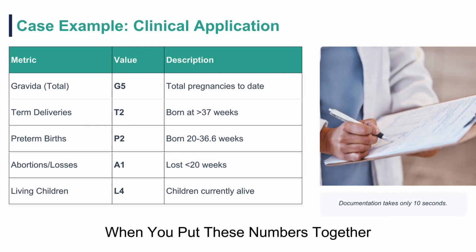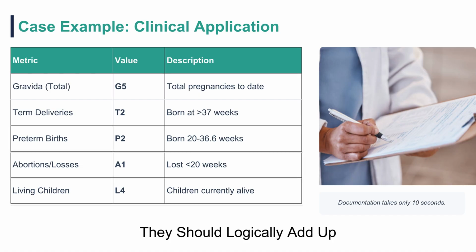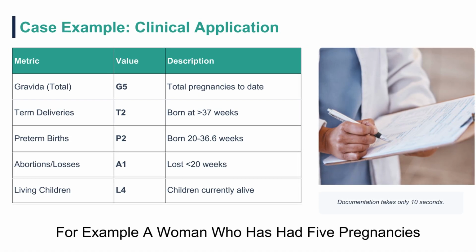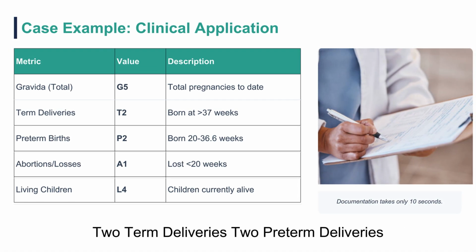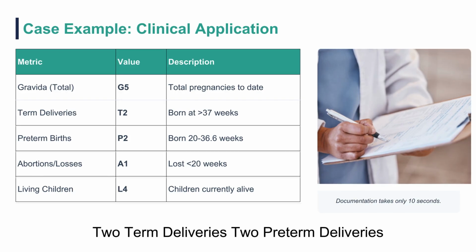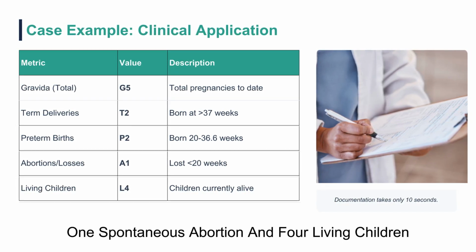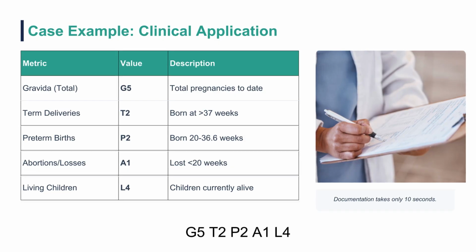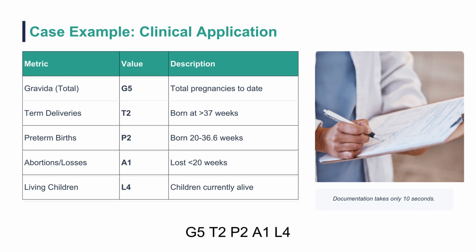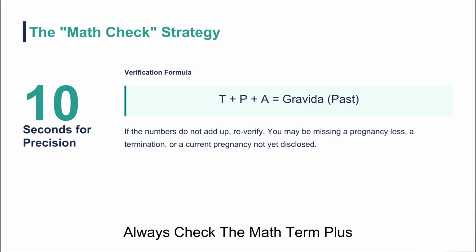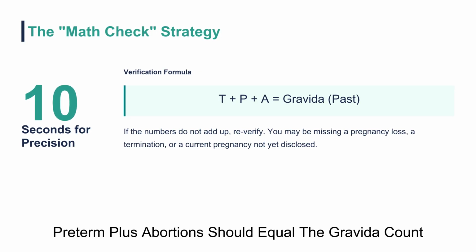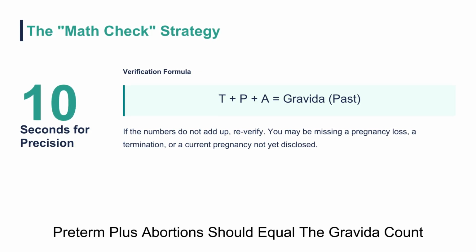When you put these numbers together, they should logically add up. For example, a woman who has had 5 pregnancies, 2 term deliveries, 2 preterm deliveries, 1 spontaneous abortion, and 4 living children would be documented as G5, T2, P2, A1, L4. Always check the math. Term plus preterm plus abortions should equal the Gravida count.